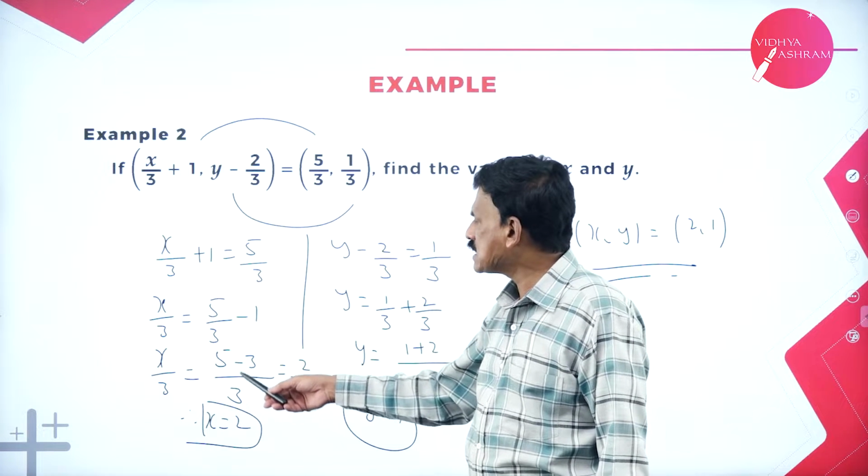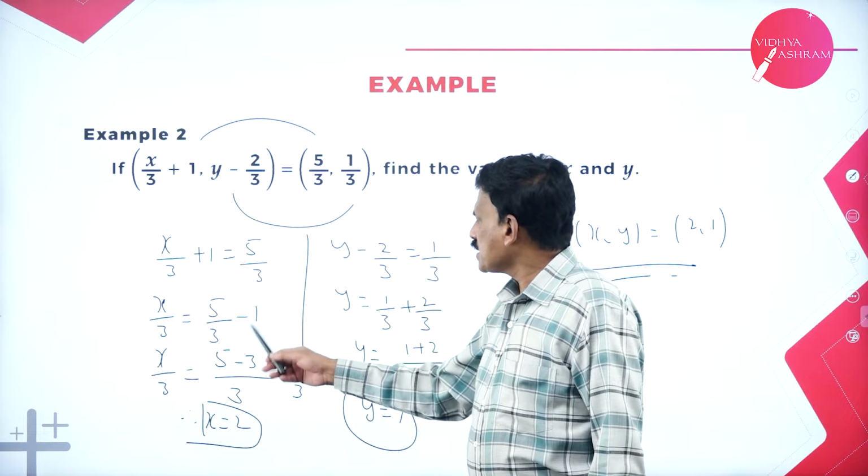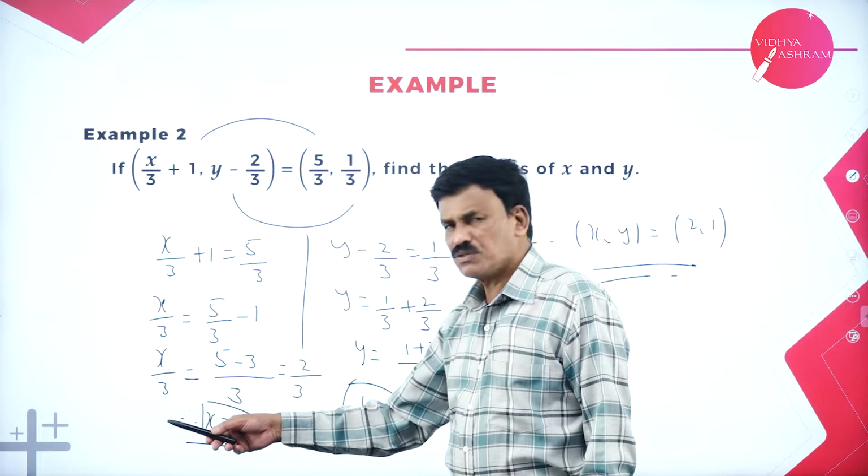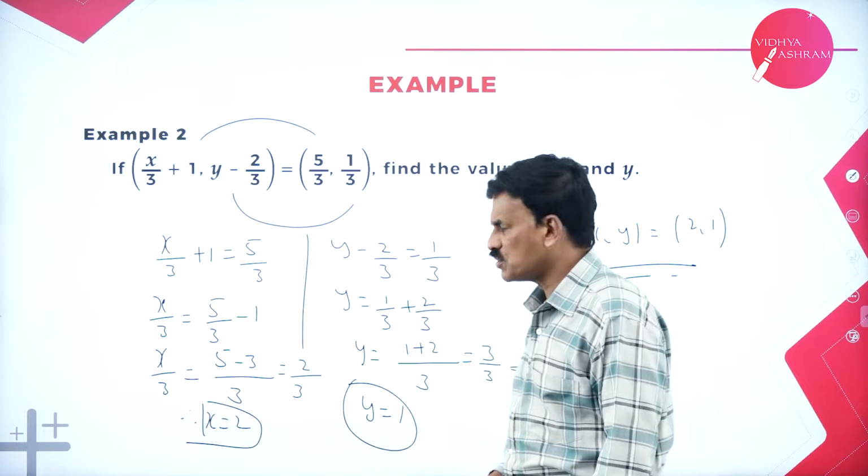Take LCM, 3 is the LCM. 5 minus 3 ones are 3. 5 minus 3 is 2 by 3. Cancel, divide by 3. 3 and 3 get cancelled. X is equal to 2.